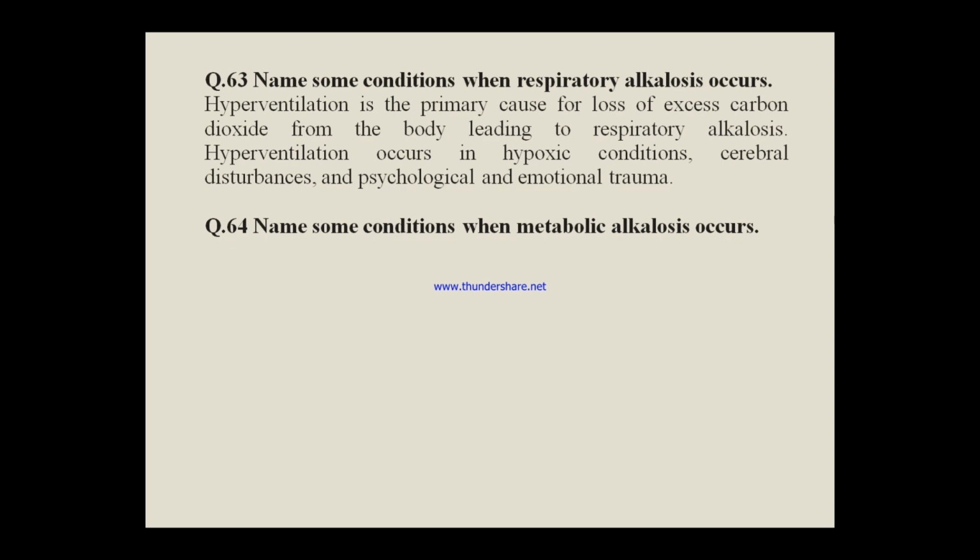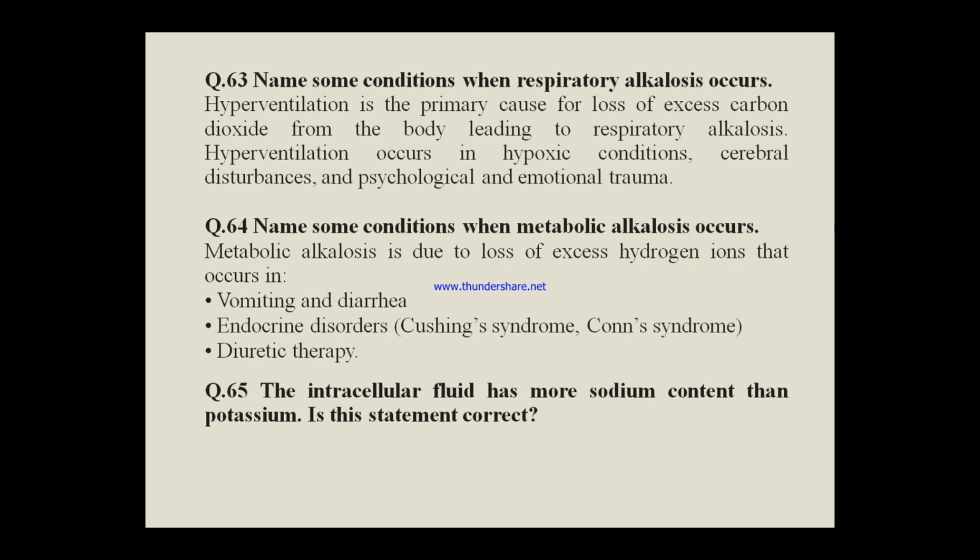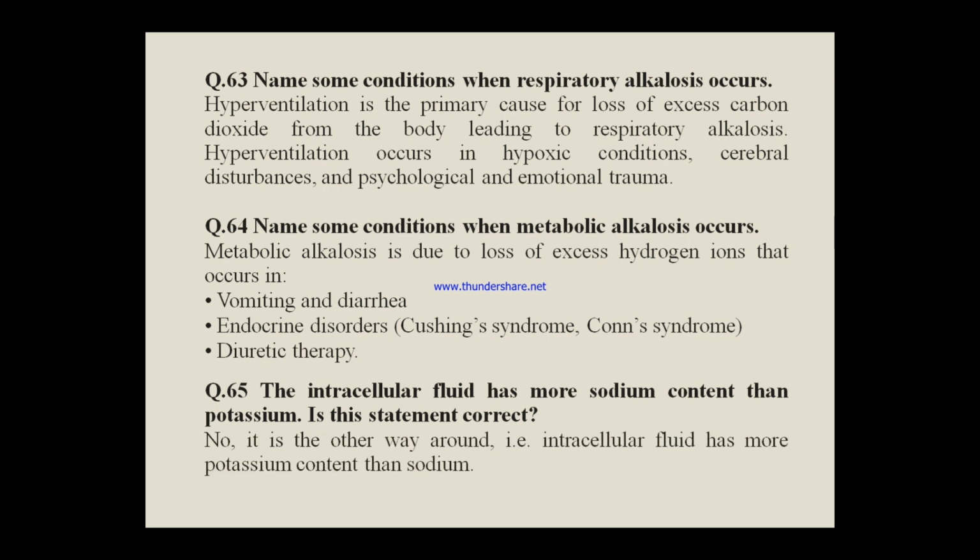Can you name some conditions when metabolic alkalosis occurs? Metabolic alkalosis occurs due to loss of excess hydrogen ions that occurs in vomiting and diarrhea, endocrine disorders like Cushing's syndrome and Conn's syndrome, and diuretic therapy. The intracellular fluid has more sodium content than the potassium. What do you think? Is this statement correct? No. It is the other way around. In fact, intracellular fluid has more potassium content than the sodium.